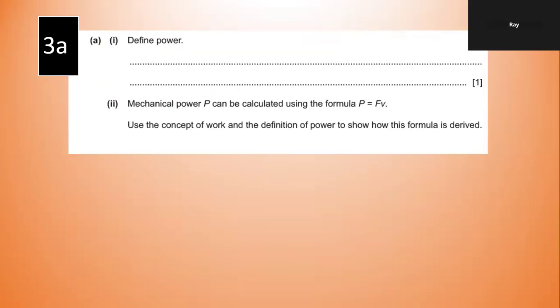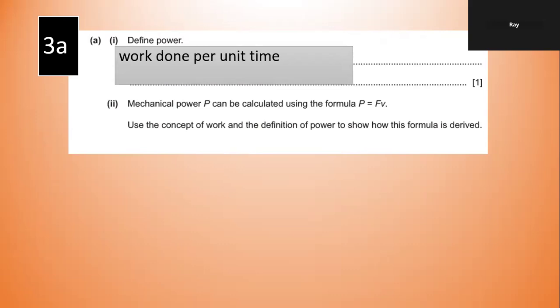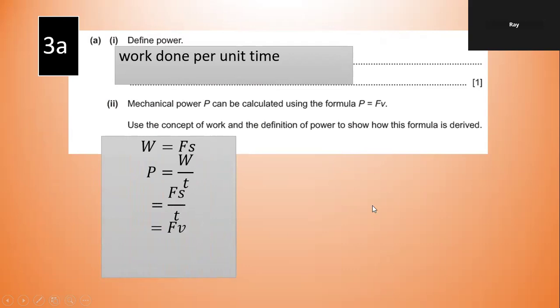Define power, memory work, nothing much. Power is work done per unit time. Use the concept of work and the definition of power to show how the formula is derived. Put down work done is Fs. The definition of power is W over t. Put Fs over time, and put it inside there.